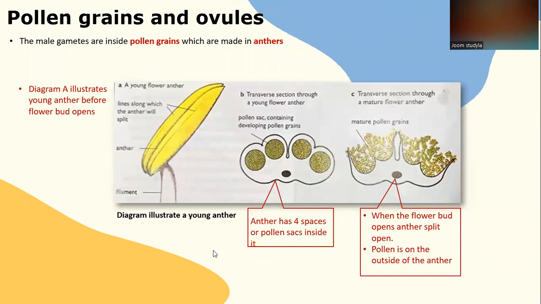Pollen grains and ovules. The male gametes are inside pollen grains, which are made in the anthers. This diagram illustrates young anthers before the flower buds open. If you can see, diagram A shows young anthers before the flower buds open. It consists of a line along which the anther will split.